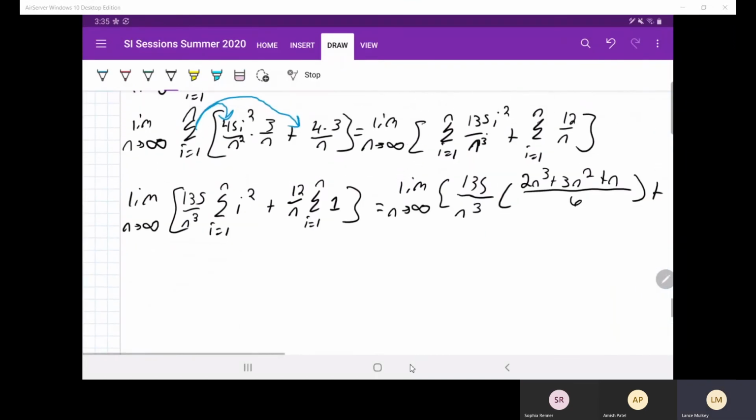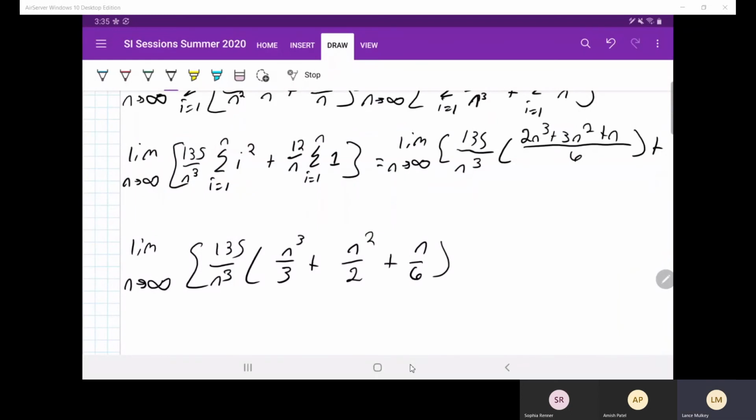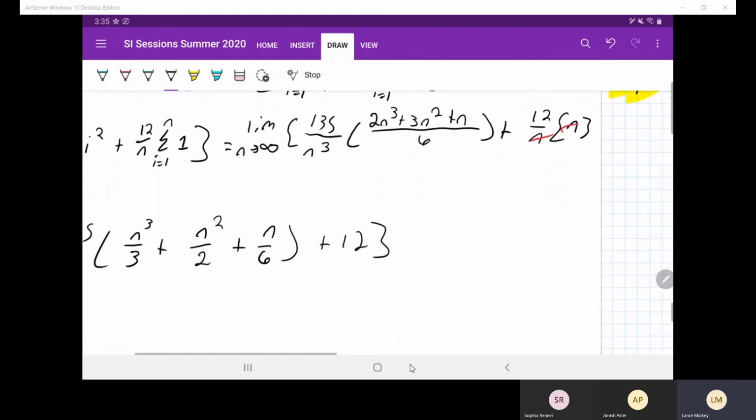So now you have a 135 over n cubed times 2n cubed over 6, which is n cubed over 3, plus 3n squared over 6, which is n squared over 2, plus n over 6. This helps a lot. Plus 12. Because those cancel, you can just leave it like that.